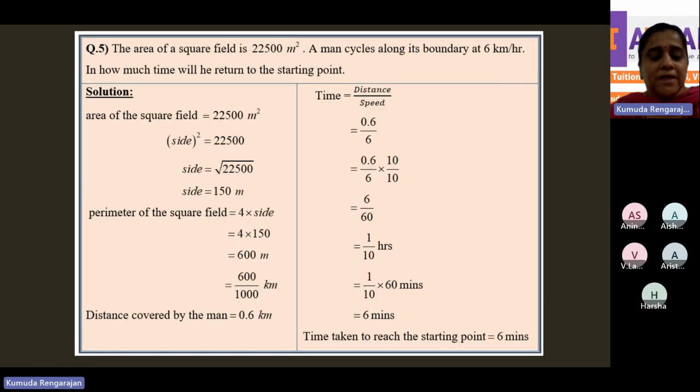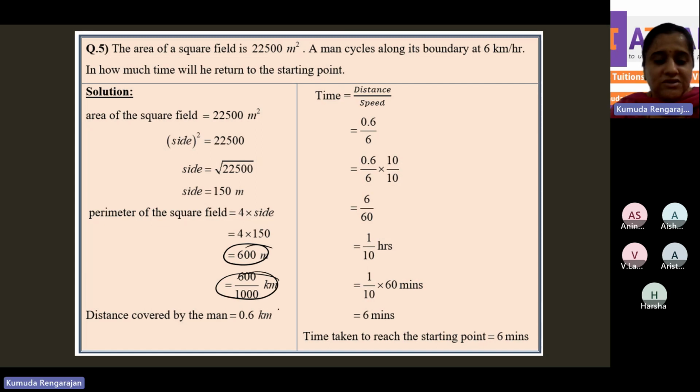You can see here, when you find the perimeter, it is 600 meters. But in the formula, speed is 6 kilometers per hour. So you convert meter to kilometer. That's the reason why we convert meter to kilometer. Is that understood?